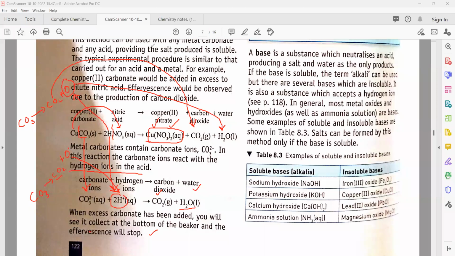Easy, my dear? Sir, what is effervescence? You can say these are just like fumes, smoke, what you say, coming out from the reaction. Okay.